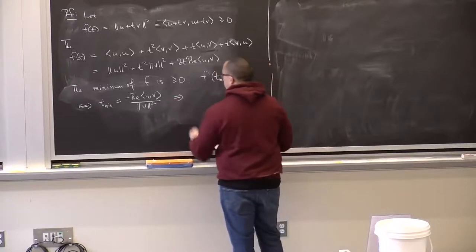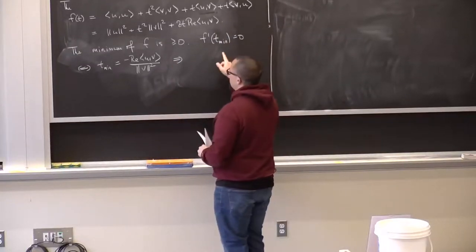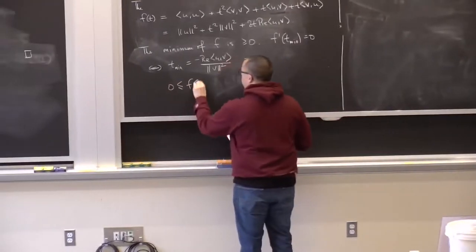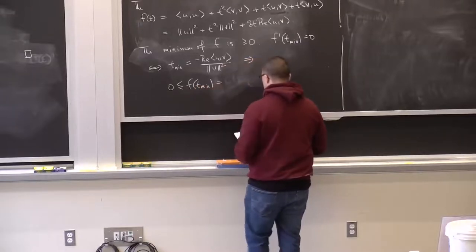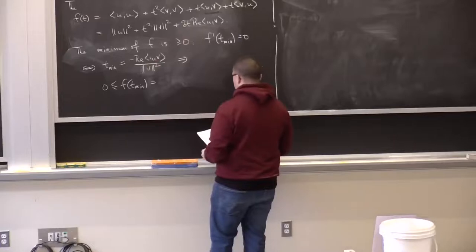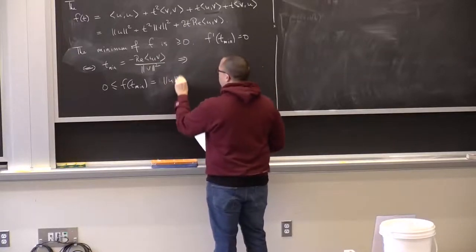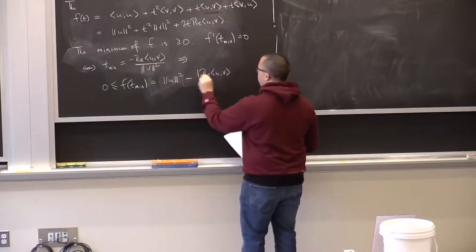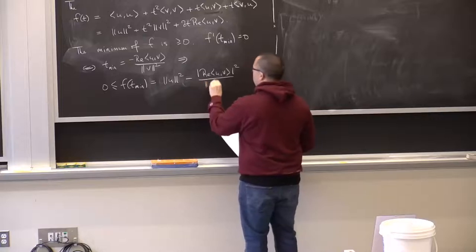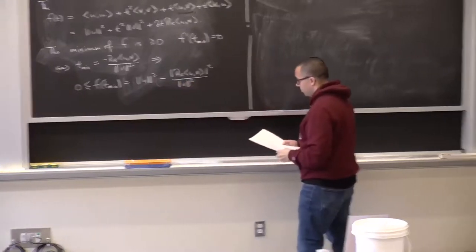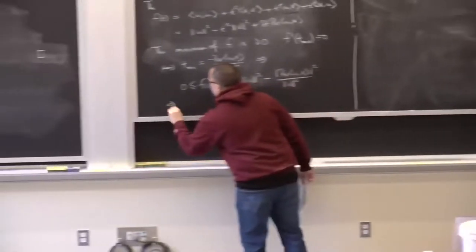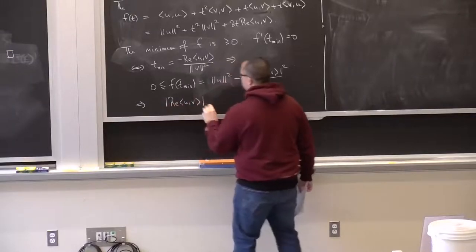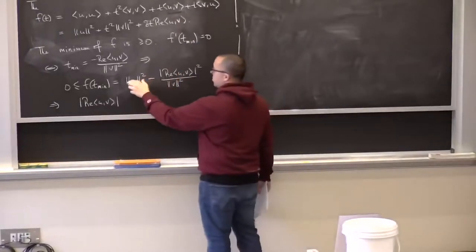And therefore, I get that this minimum, so f evaluated at this point, is non-negative. So 0 is less than or equal to f of t min, which when you stick that into this here, you get norm of u squared minus the real part of the inner product of u and v squared over norm of v squared. Okay? And therefore, the real part of the inner product of u and v, absolute value.